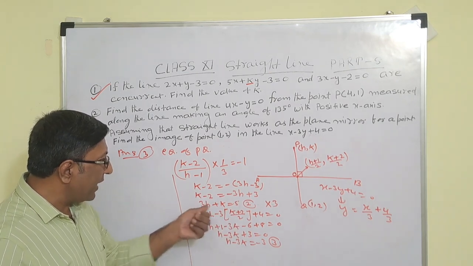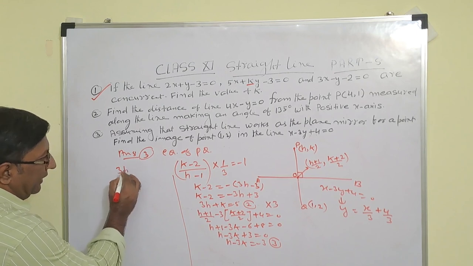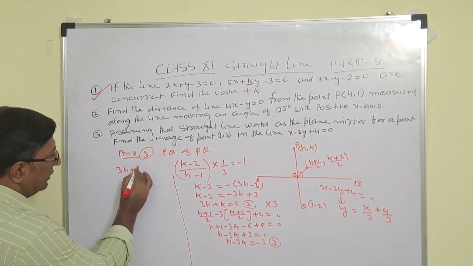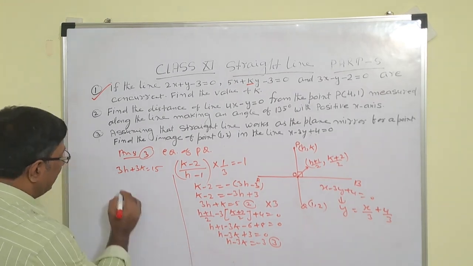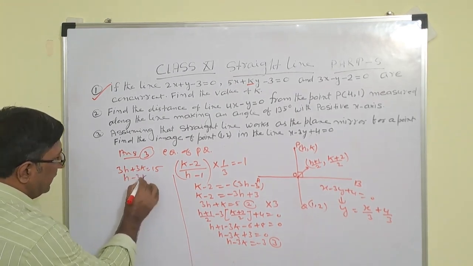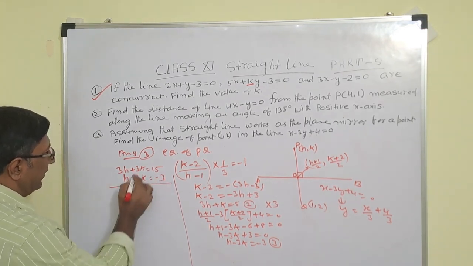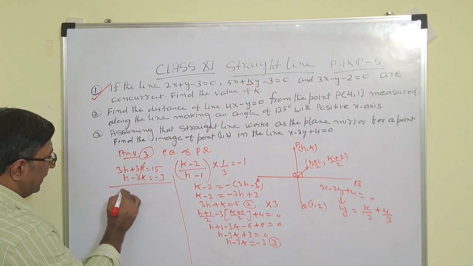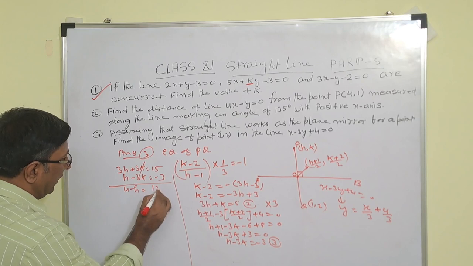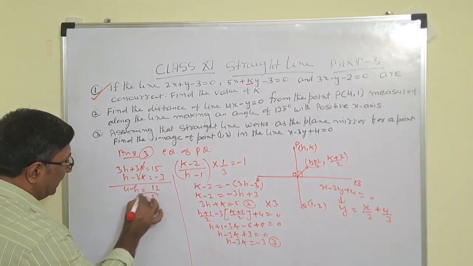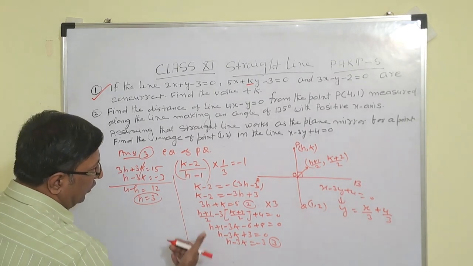So when we multiply this by 3, we will get how much? This is 9h plus 3k equal to 15. And now here h minus 3k equal to minus 3. When we add these, the k terms cancel out. 9h plus h is 10h, and 15 minus 3 is 12. So h will be how much? 4h equal to 12, so h is 3. Now we can put the value of h in any equation 2 or 3.